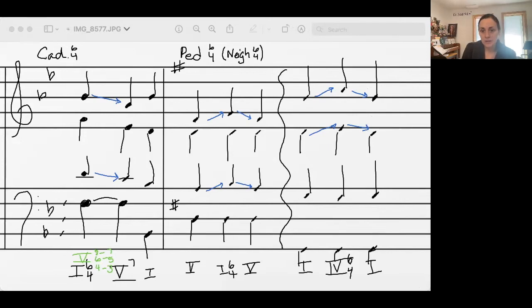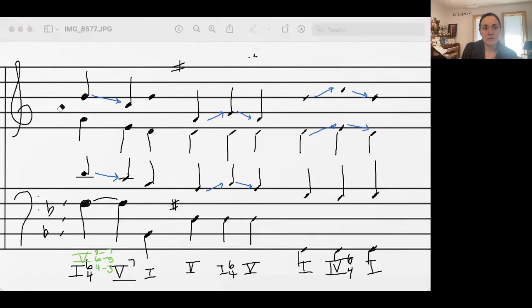Let me see if we can get another page here. Oh, not going to let me do another page. So I'm going to go ahead and erase some of this so we can keep using the whiteboard. Okay, so we got our cadential 6/4 and our pedal 6/4, and we're going to clean this up.